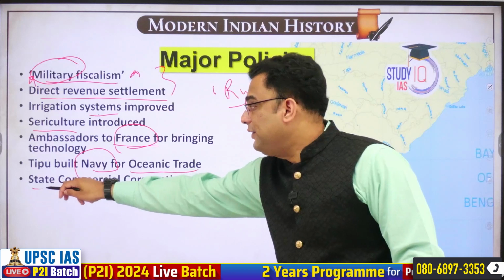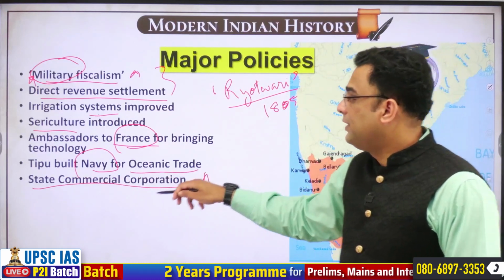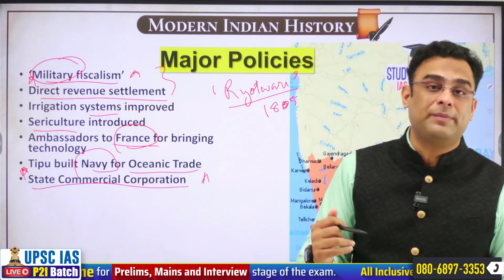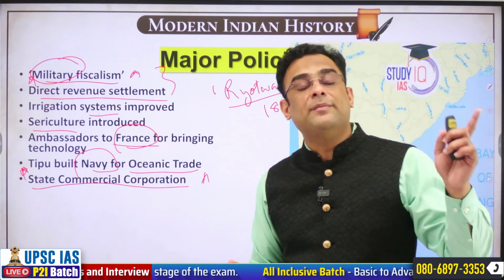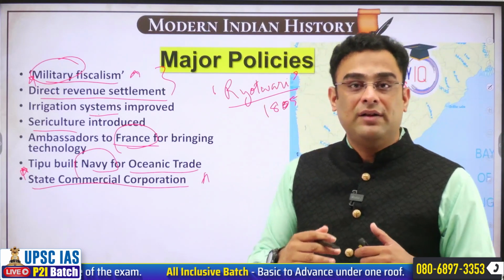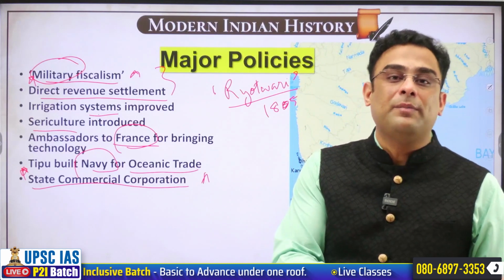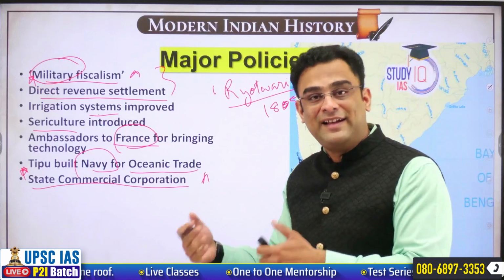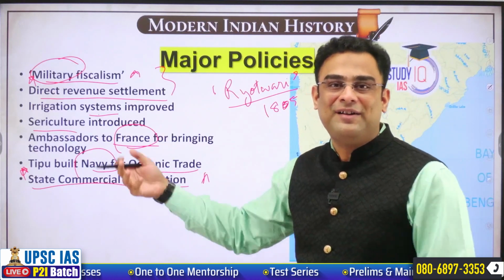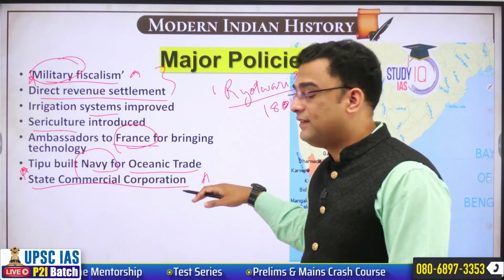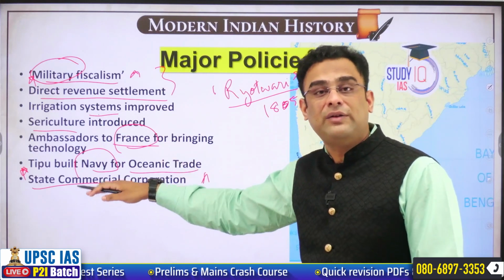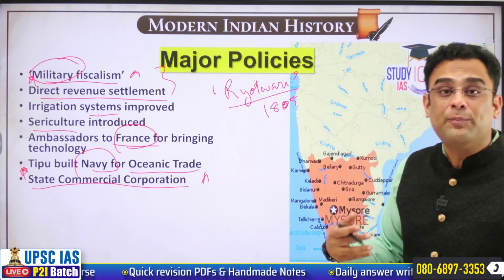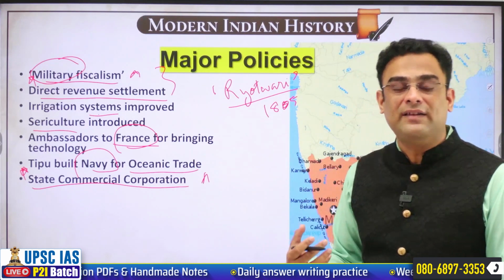He also established a state commercial corporation. See this point, guys. A state commercial corporation. Just like the Britishers had established a business corporation called the East India Company, the French had a state department for trading related purposes. So on similar lines, Tipu Sultan also establishes a state commercial corporation so that profit could be earned through this trade.